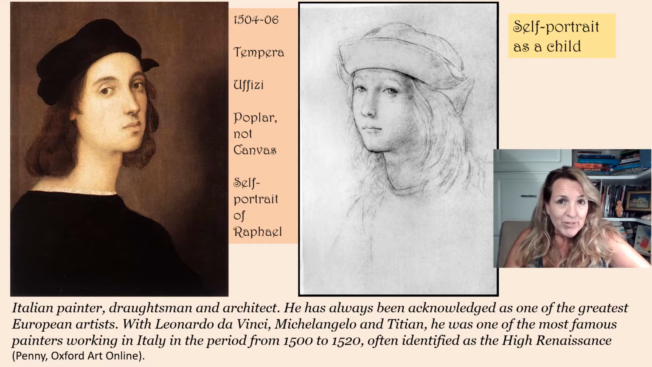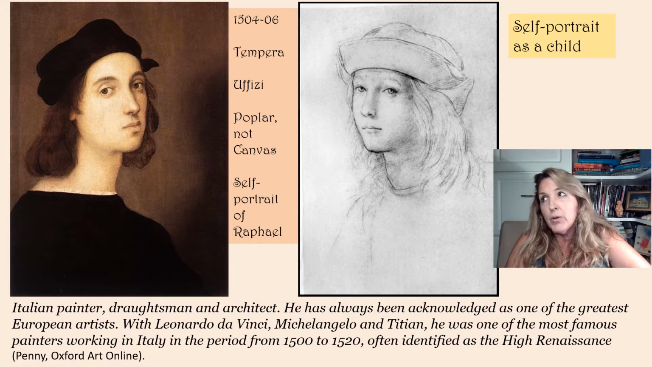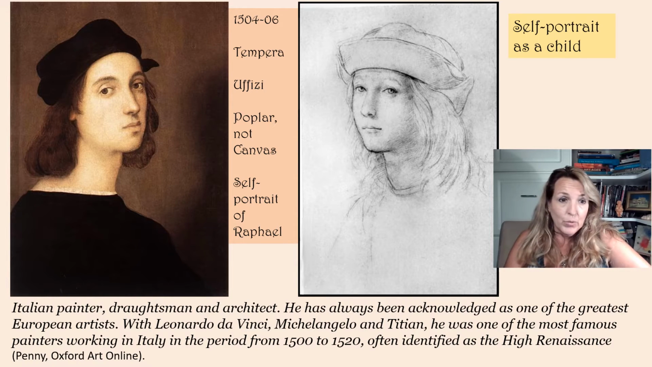This is a self-portrait as a child, so he had early skills, and the painting is done on poplar. Remember, early paints in this period were often oil on wood. This one is actually tempera on wood. For it to get this miraculous of a realistic quality with tempera is really quite remarkable.